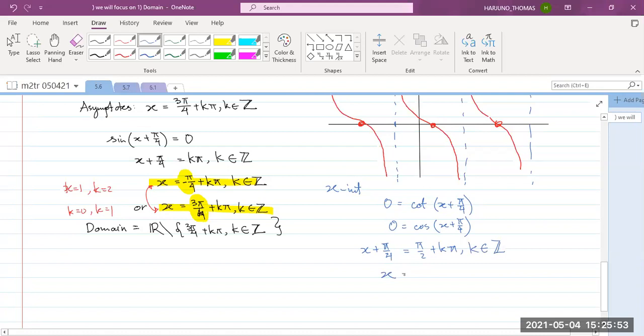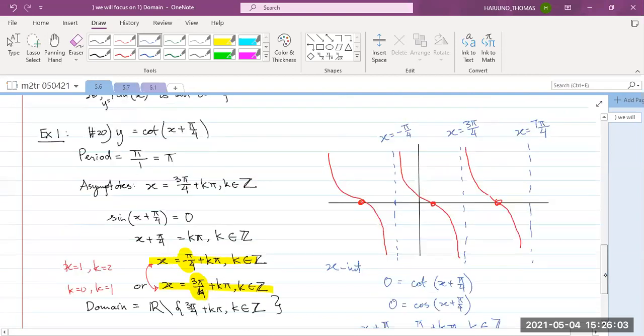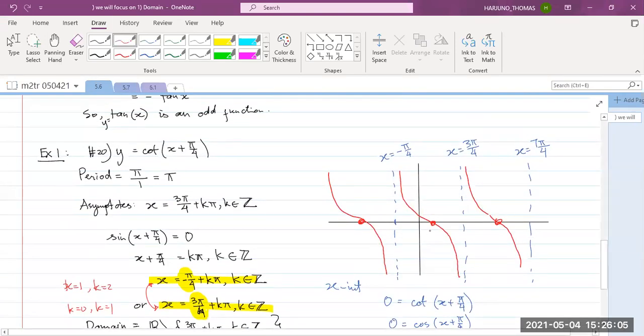So x equals pi over 2, and you subtract pi over 4, you get pi over 4. So you will see this is pi over 4. This is 5 pi over 4. This is subtract by pi, that will be negative 3 pi over 4. Like that.